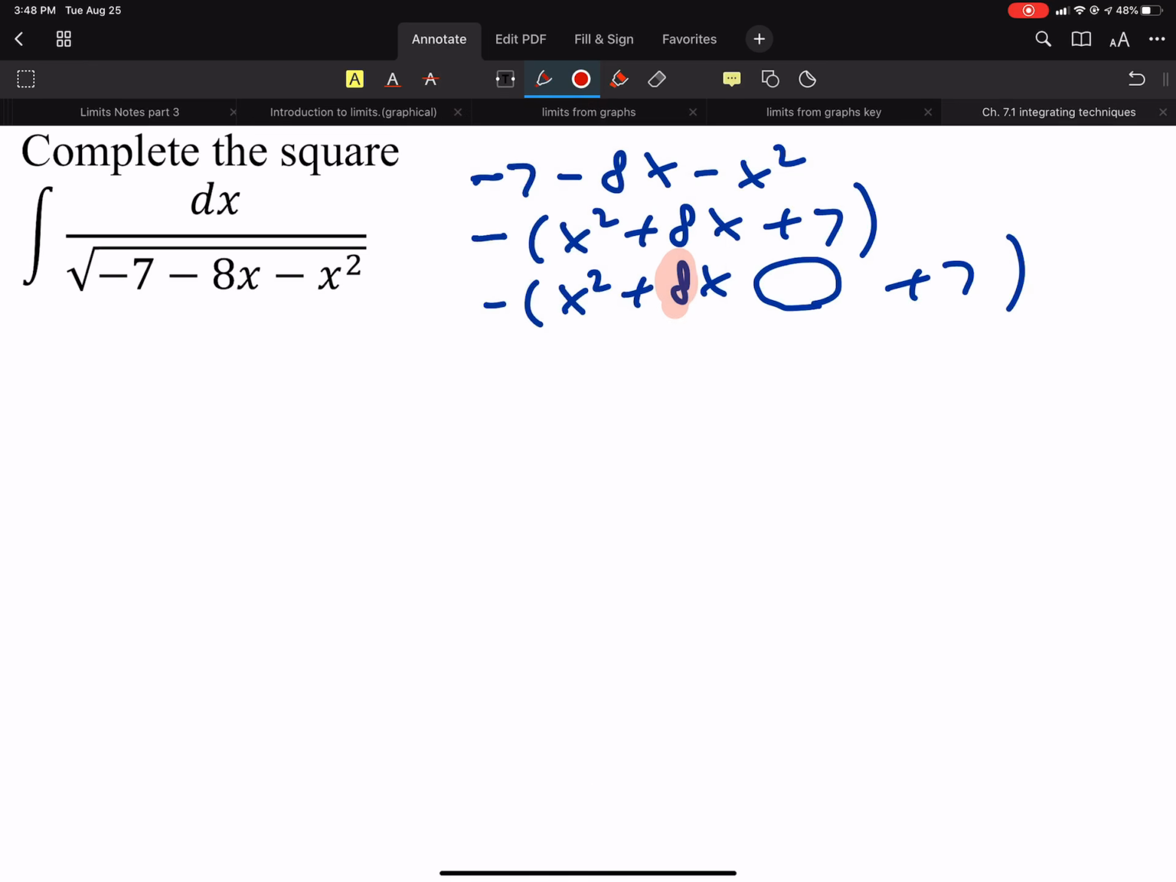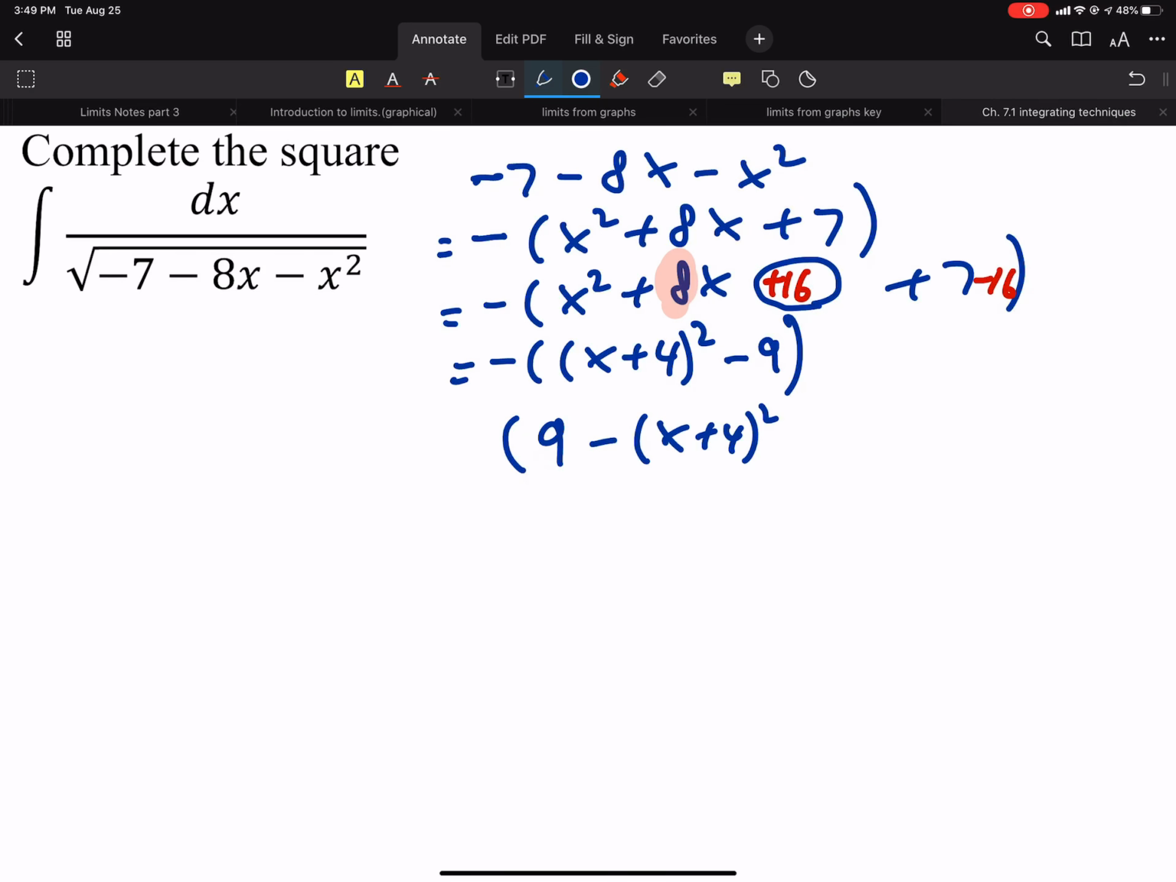So what I do is I add 16, but if I add 16, I change the problem. I'm not allowed just to add 16 randomly. But if I subtract 16, those cancel each other out. So therefore, I did not change the problem. And doing a little more algebra, this factors to x plus 4 squared, and we get negative 9. Now I'm going to distribute the negative sign in there, and I'm going to get 9 minus x plus 4 squared.